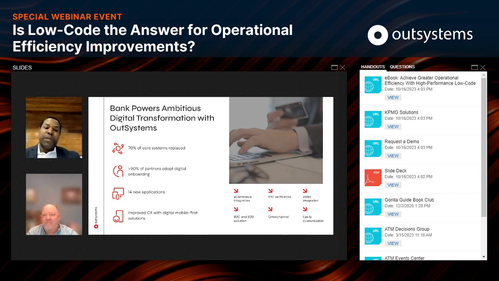So, one particular example we can see here on the slides, a large number of core systems replaced. Many of them were sort of point solutions that were built up over time, specifically for the onboarding application, and being able to replace those systems and fold them within the broader ecosystem of OutSystems applications that we built for this particular client on this slide. Another couple of numbers: greater than 90% of the partners adopting digital onboarding.